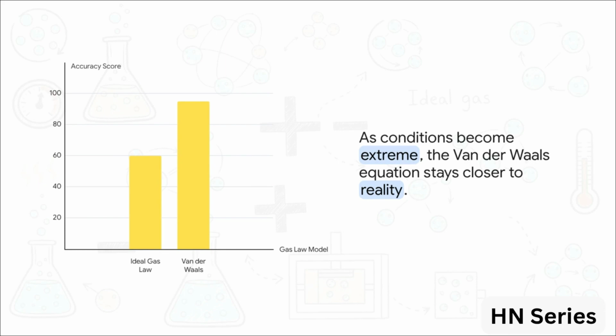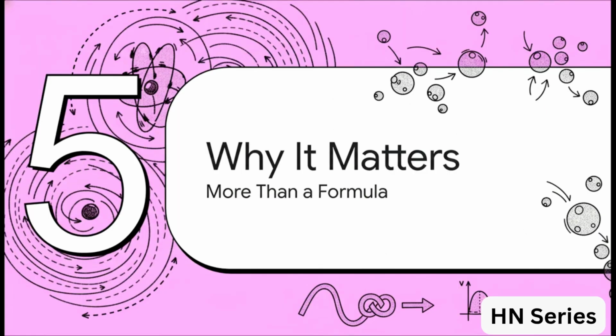As conditions, like pressure, start to get more extreme, the predictions from the ideal gas law just start drifting farther and farther away from what actually happens. But look at the van der Waals equation. It stays so much closer to the true observed behavior. When accuracy is the name of the game, there is a clear win. Now, this is more than just a better formula, okay? It was a fundamental shift in how we actually understand matter itself. So let's talk for a second about why this equation really truly matters.